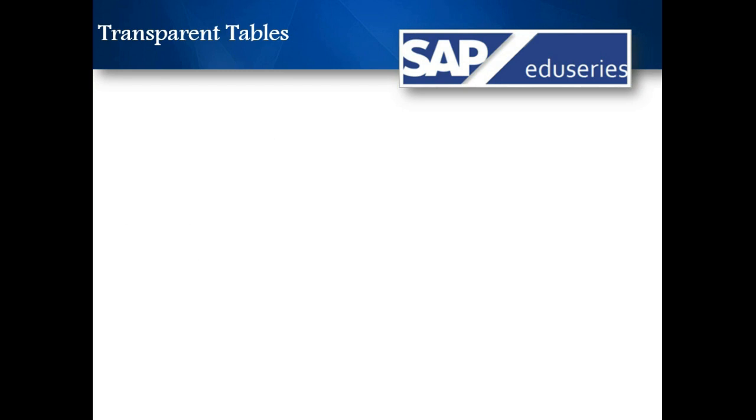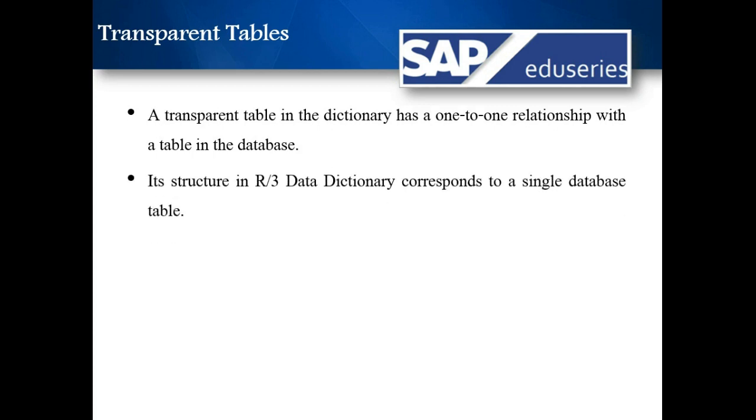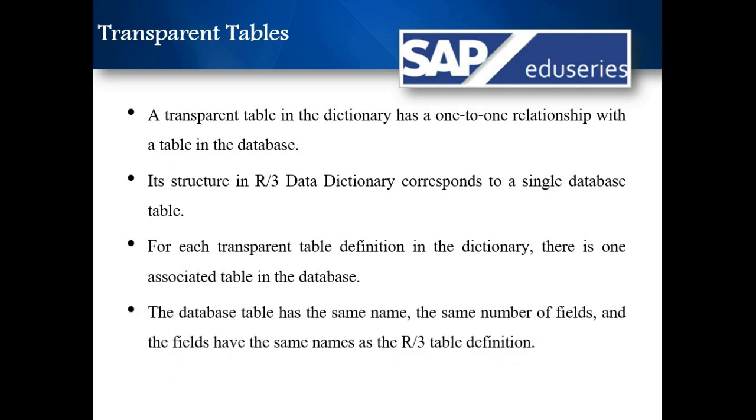Transparent tables. A transparent table in the dictionary has a one-to-one relationship with a table in the database. Its structure in R3 Data Dictionary corresponds to a single database table. For each transparent table definition in the dictionary, there is one associated table in the database. The database table has the same name, the same number of fields, and the fields have the same names as the R3 table definition.